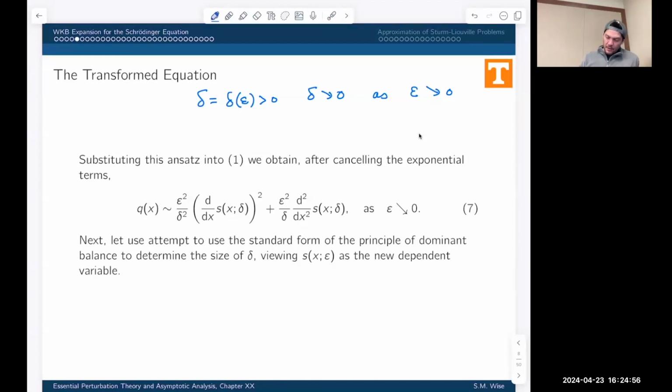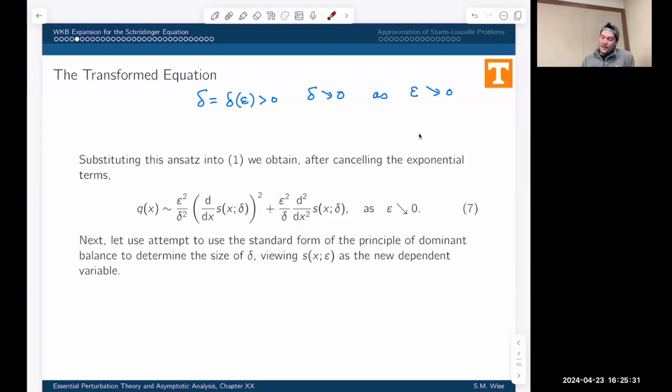If we substitute our solution ansatz into the equation, then we get this new asymptotic equation, which should be valid for epsilon going to 0. I'm not going to replace S with expanded values because we don't need to do that in order to do the dominant balance. Now, if we try to do dominant balance by the standard method, we fail. But let's review what the standard method usually involves. The standard method says we should keep this term and balance.